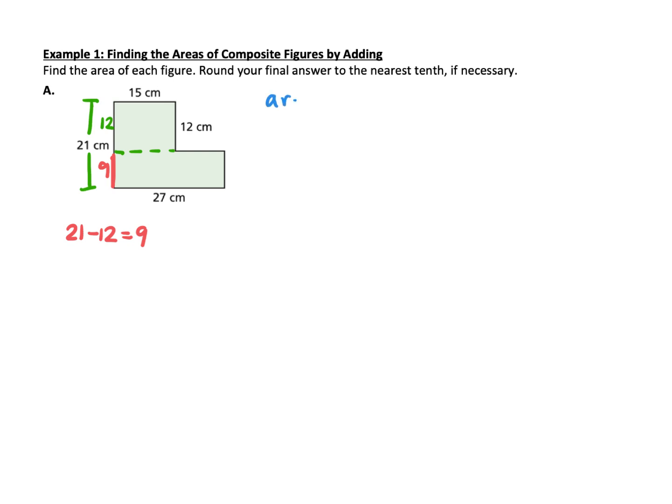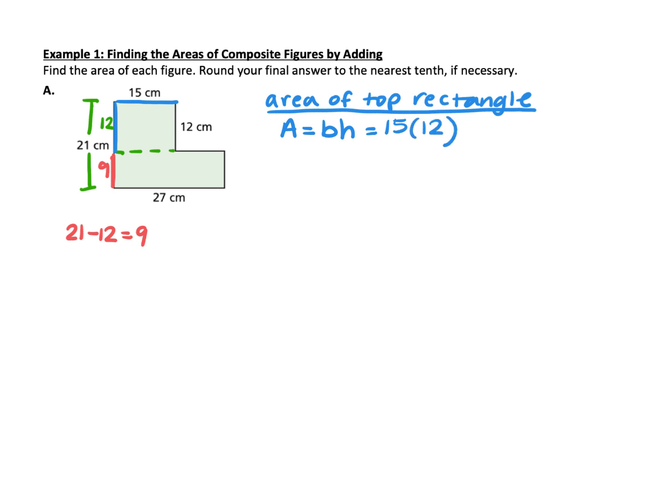I'm going to start with the area of the top rectangle. The area of a rectangle is found by using the formula area equals BH, where B is the base and H is the height. Here, I'm going to let the base be this 15 and the height 12. So we take 15 times 12, we multiply that together, and that is 180. So the area of the rectangle on top is 180 square centimeters.